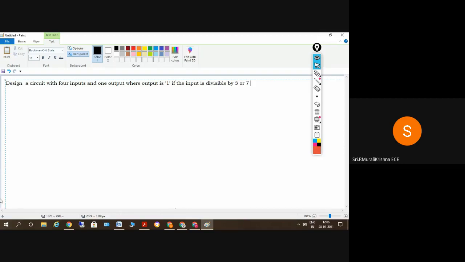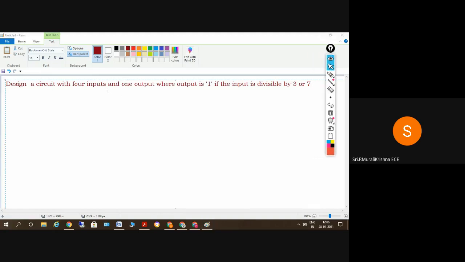Okay, so there is a problem statement. We have to design a circuit in such a way that it should have 4 inputs and 1 output. The output is equal to 1 whenever the input, from 0 to 15, is divisible by 3 or 7, and the remaining outputs are all equal to zero. So that is the problem statement.